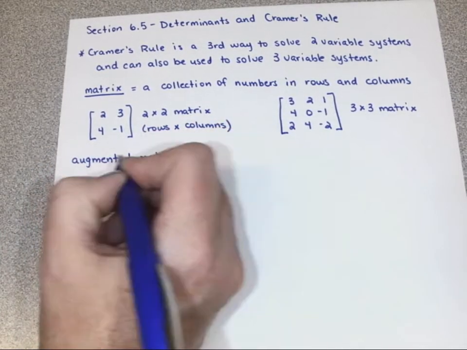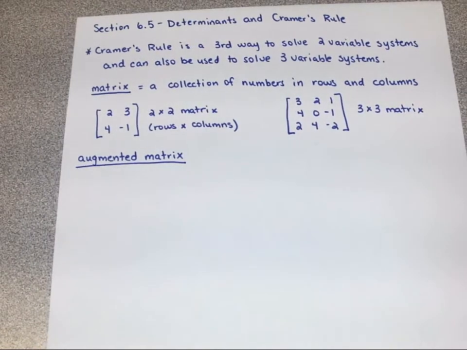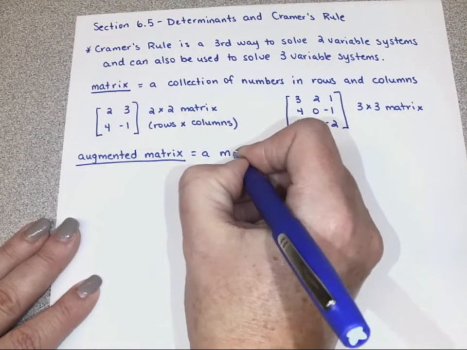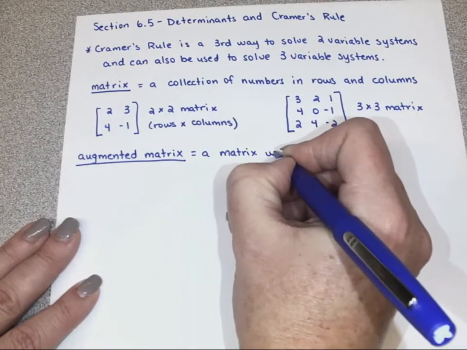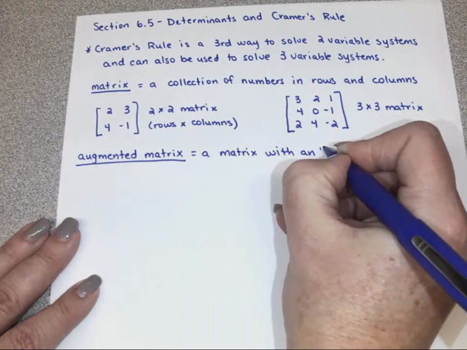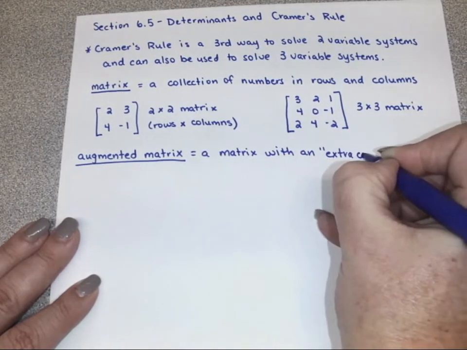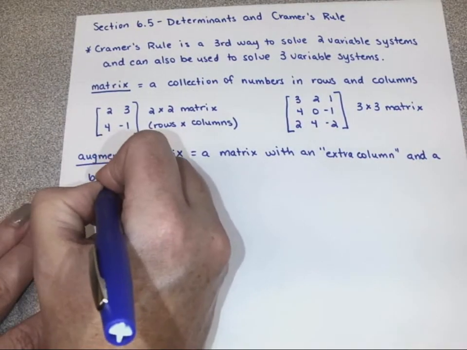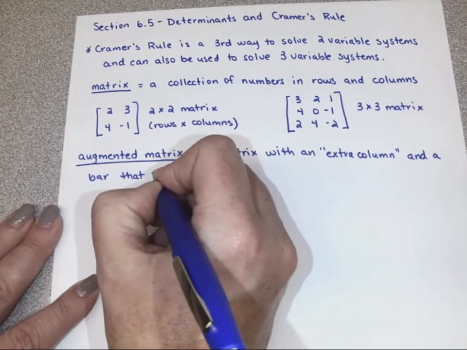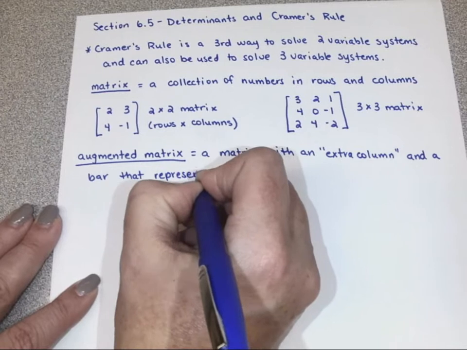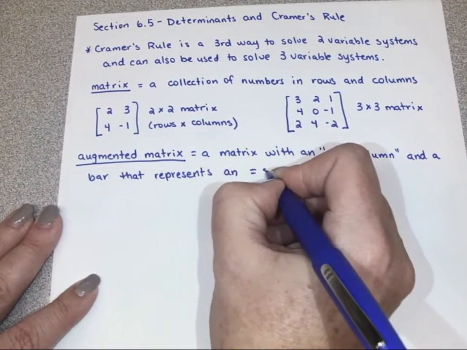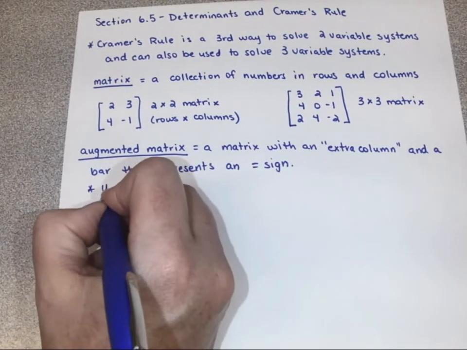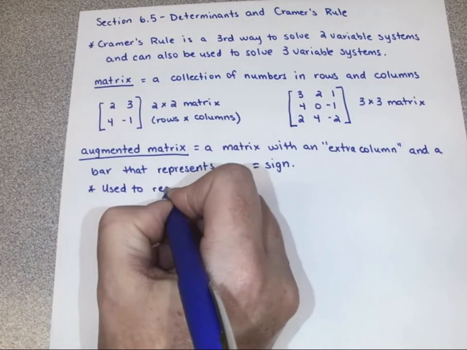But what we're going to talk about today, really, and next week also, in reference to matrices, is what an augmented matrix is. An augmented matrix is a matrix basically with an extra column, and a bar that represents an equal sign. And the reason we are looking at it is because this is used to represent a system of equations.